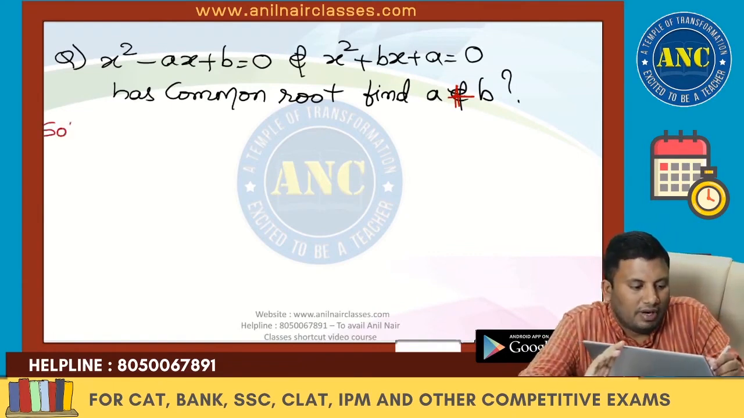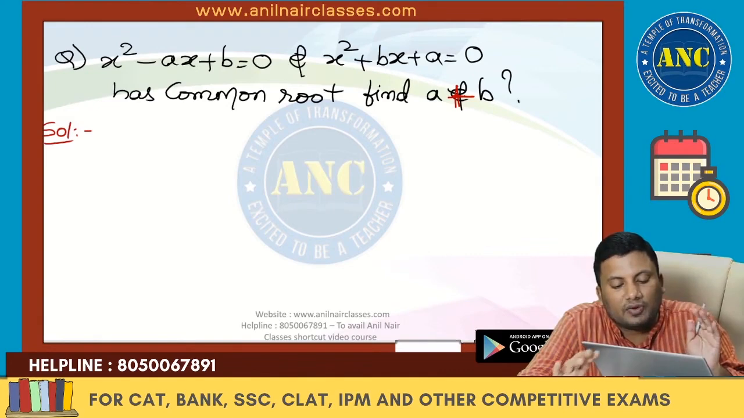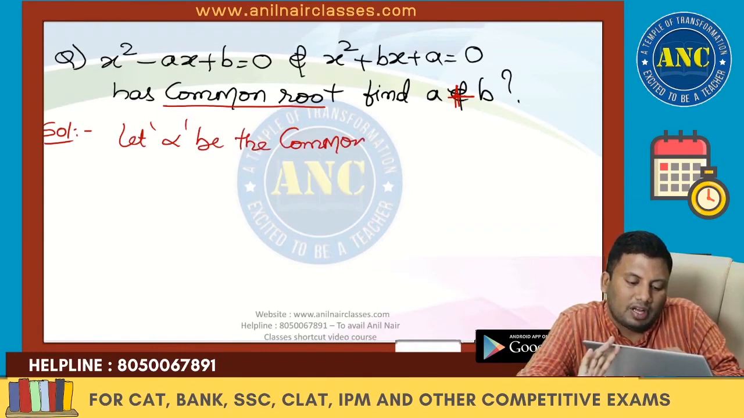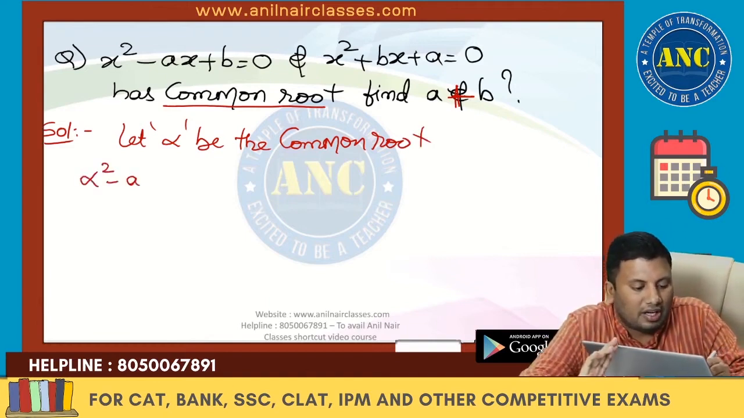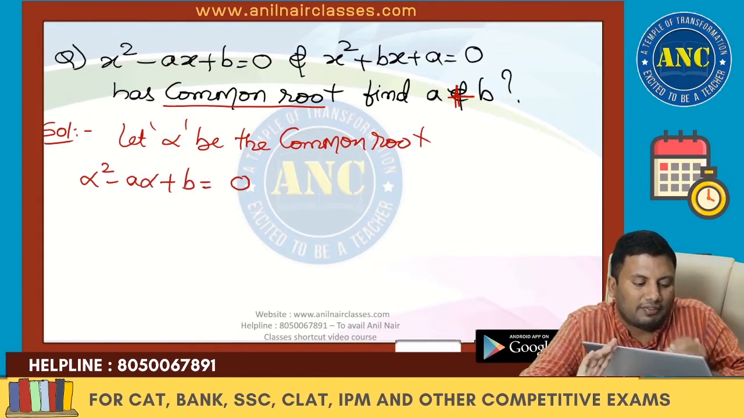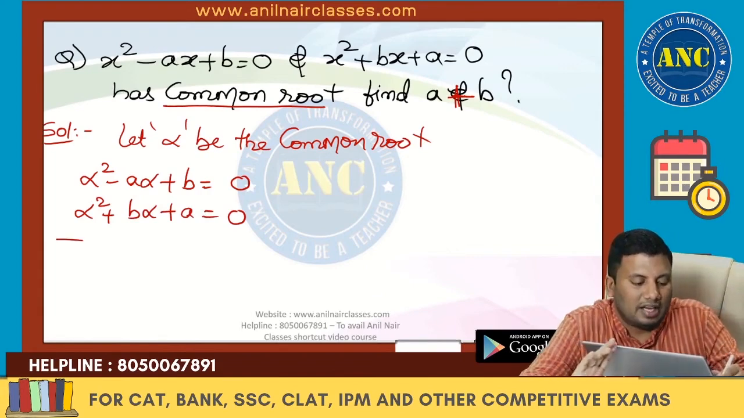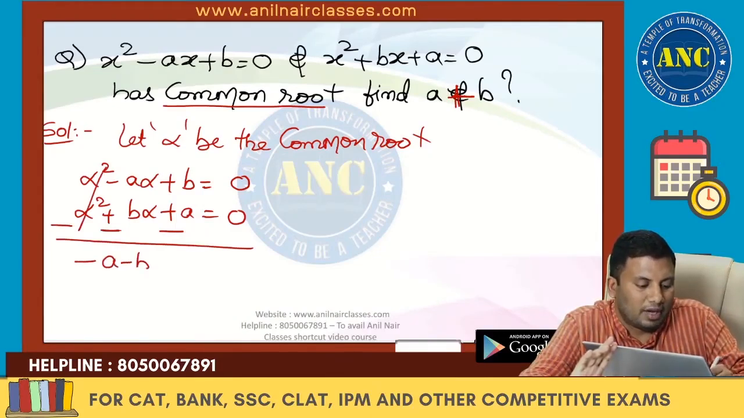Now see here. We do not know the root. Read the question. There is an equation which has 2 roots, and there is a common root. Let alpha be the common root. If alpha is the common root, it will satisfy the equation. Alpha square minus a alpha plus b equivalent to 0. That also will satisfy the other equation: alpha square plus b alpha plus a equivalent to 0. Subtracting, minus minus cancel, so minus a minus b of alpha.